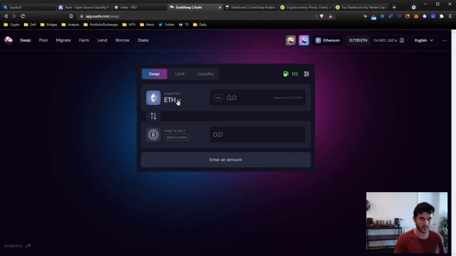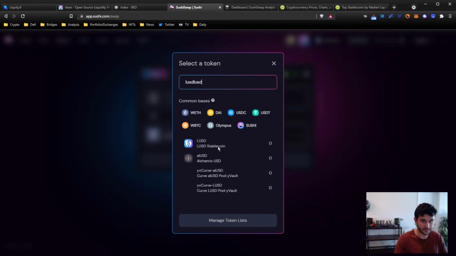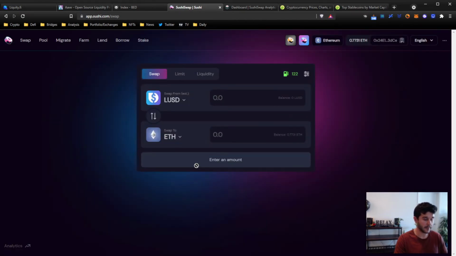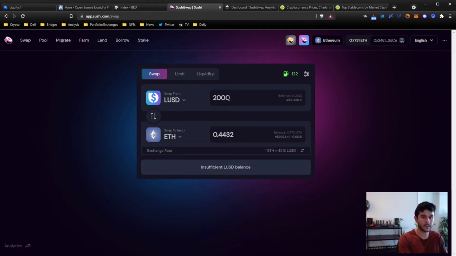So if you wanted to swap, let's say LUSD that you got from Liquity, you would come here, choose LUSD, and then maybe you want to turn that into Ethereum. You would just put the amount in. It's going to give you the amount that you would receive, and then you would just swap that over. Now, anytime that a swap happens, you're utilizing a liquidity pool.